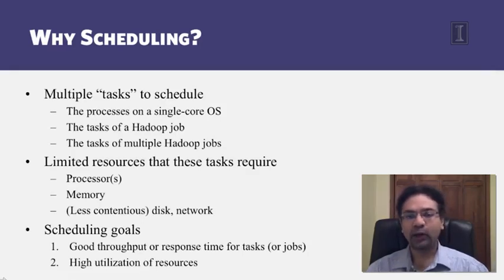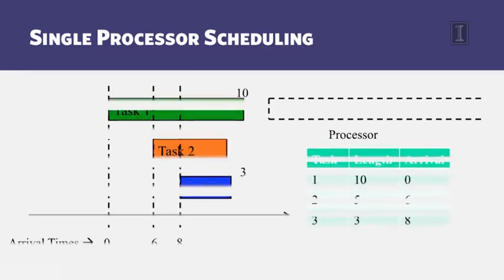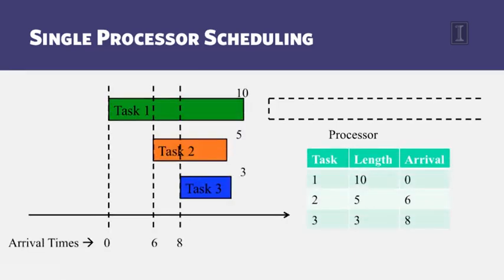The second is high utilization of resources. You want your resources to be utilized as much as possible. You want all of your processors to be utilized 100% of the time, all of your memory to be utilized 100% of the time, so that you're making the most out of the resources that you invested your money in. So let's look at single processor scheduling in this lecture. You have just one processor in this particular problem, and you might have multiple tasks that are trying to compete for these resources. In this example, I have three tasks: task 1, task 2, task 3.